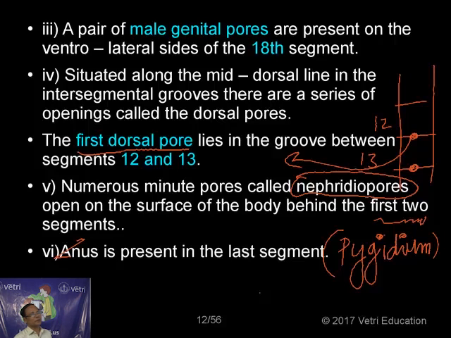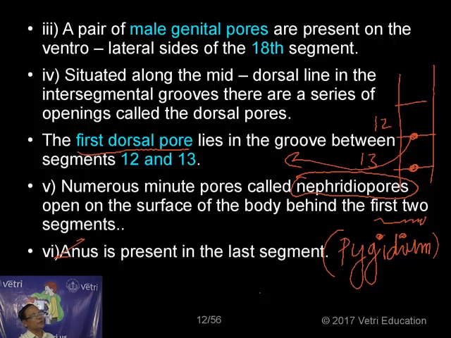The 4 pairs of spermathecal openings, 1 single female genital pore, a pair of male genital apertures, and the dorsal pores, 1 in each intersegmental groove, starting with the first between 12 and 13. And also we have numerous openings related to the nephridia present all over the body, leaving the first two segments. The anus is present in the last segment, and that segment having the anus is called pygidium. So these are all the openings.